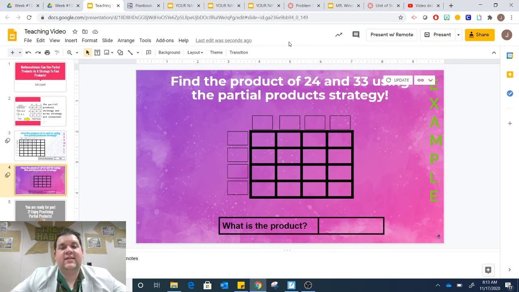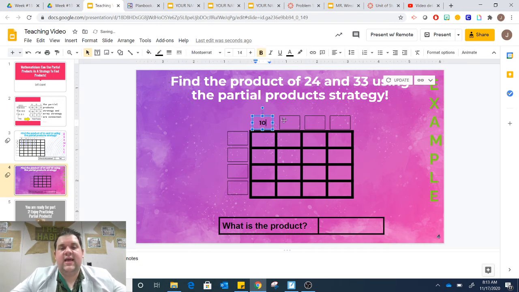All right, now that you have an answer entered, let's see if we can figure it out together. So I'm going to do 10, 10, and 4 for 24. And I'm going to do 30 and 3 for 33. Again, you might have arranged it differently, but we should still get the same answer. 30 times 10 is 300. 30 times 10 again is 300. 30 times 4 is 120. 3 times 10 is 30. 3 times 10 again is 30. And 3 times 4 is 12.